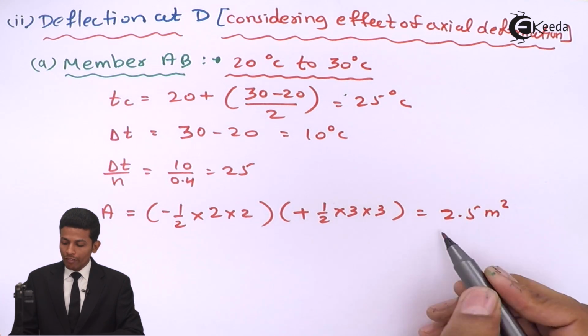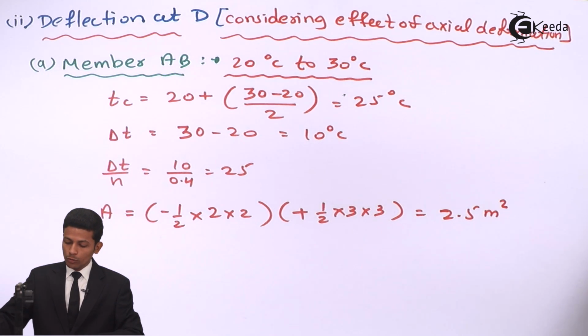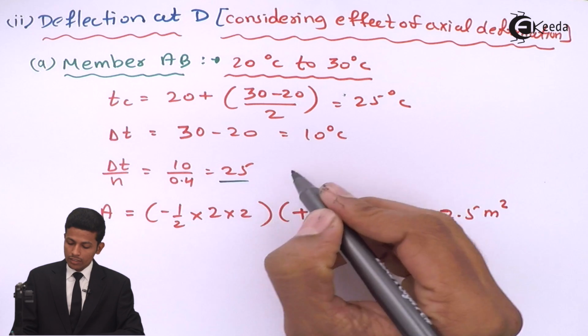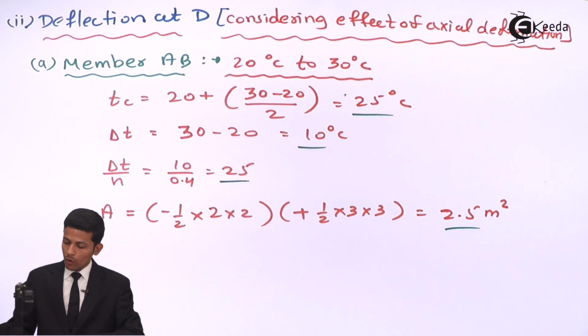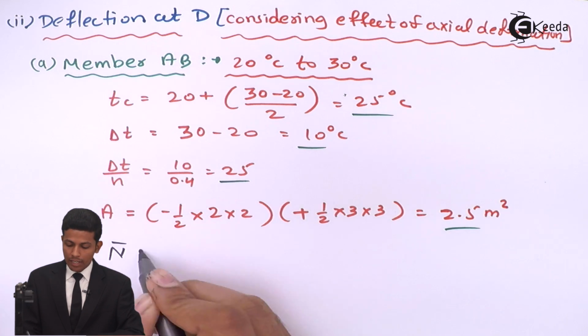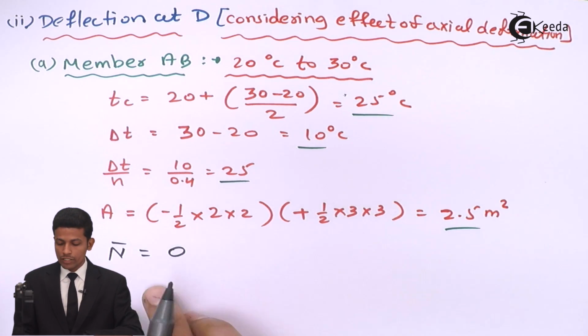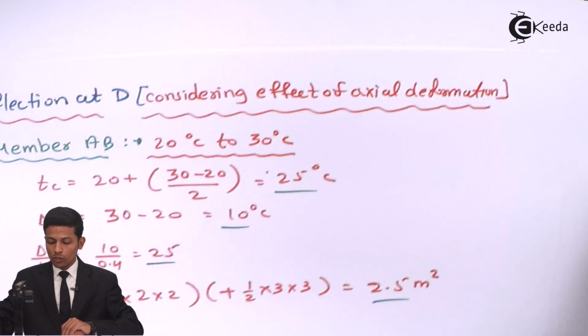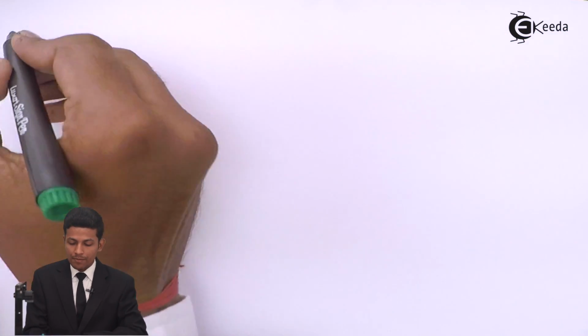Now we get the 2.5. Now see, we got all the values over here, this and this. Now we forgot one thing. One thing is nothing but N bar. N bar is nothing but axial. There is no axial force diagram, that's why it will be 0. Now member BC.